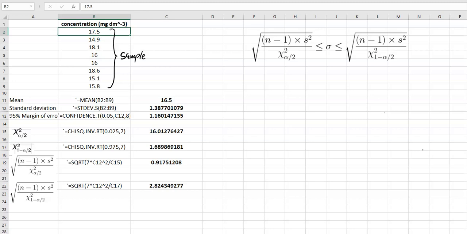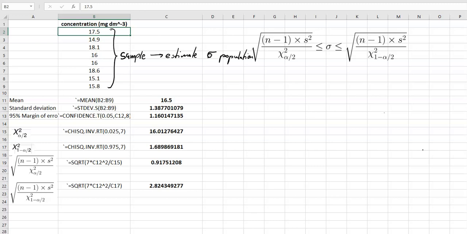And now we want to know what is actually the variability, the standard deviation, not just in the sample, but in the population, in all people who have this biomarker. So from this sample, we want to estimate the standard deviation in the population.